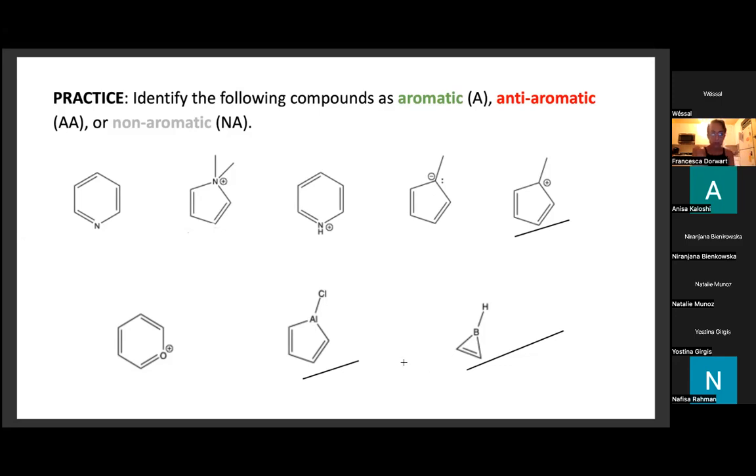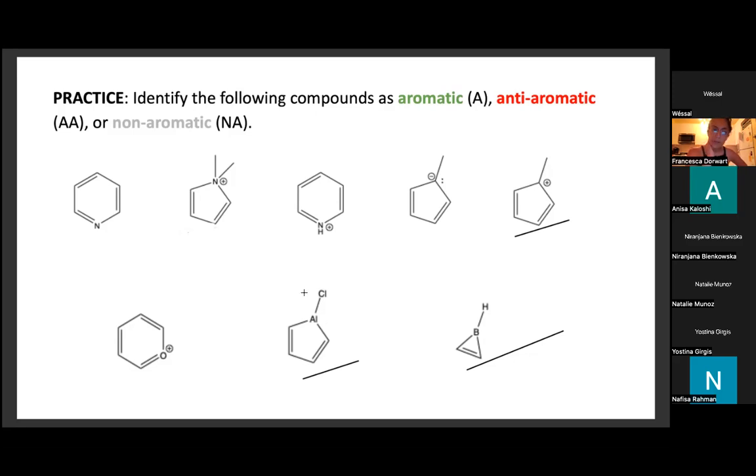And then meanwhile, the cyclic one with the boron in it has 2 pi electrons, an empty p orbital on boron. So this is going to be aromatic. Yep. Okay. I guess it was not intuitive as to whether they had the p orbital empty or not. So that makes sense then.